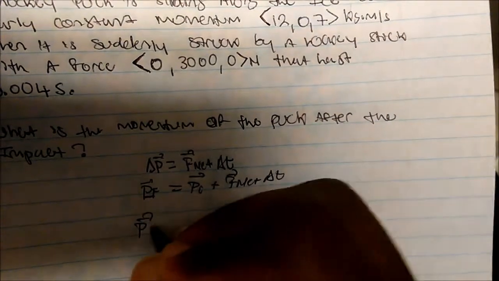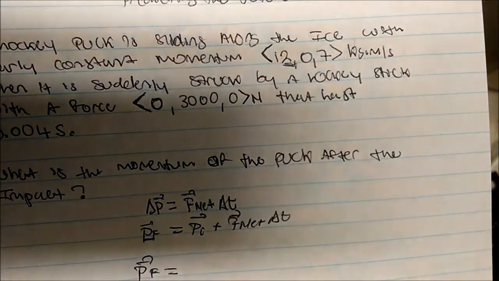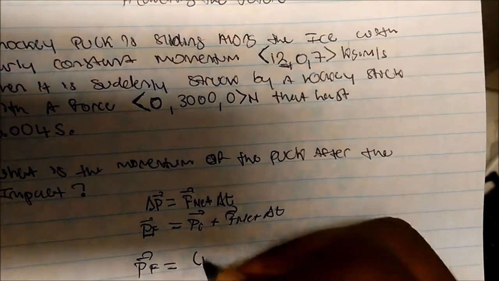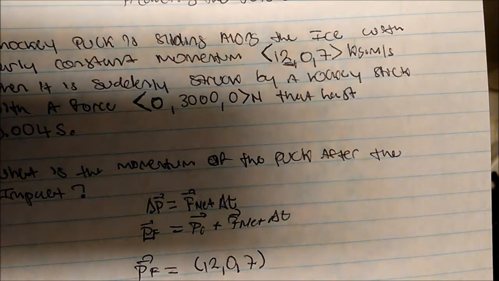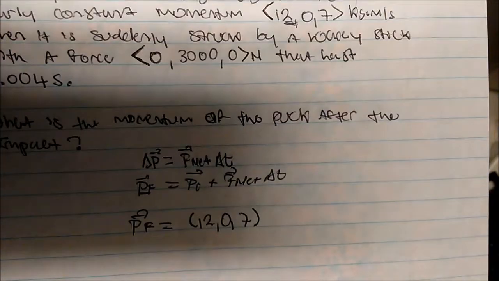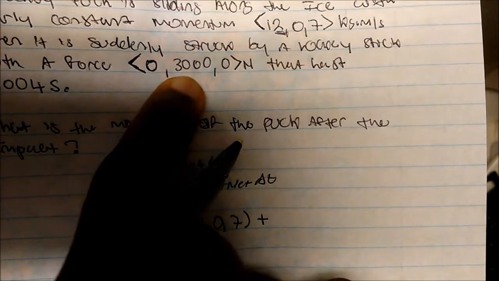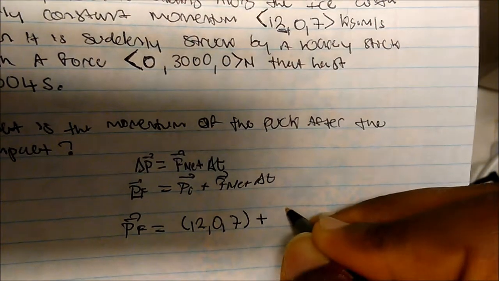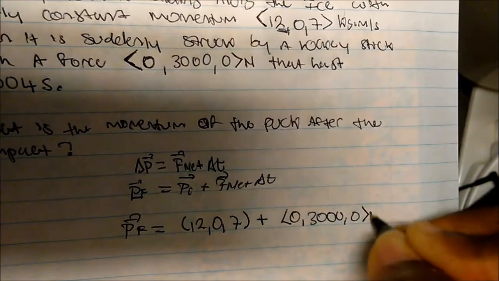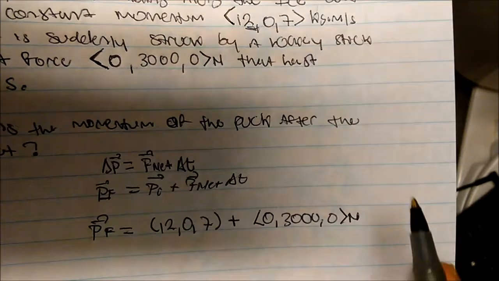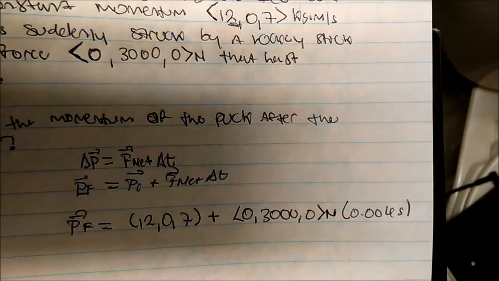So P final, what's my P initial? Here's my vector. P initial is <12, 0, 7>. We're not going to plug in any units right now, simply because it's a calculation. We know P initial, and they told us the force that it's been struck with, which is <0, 3000, 0> newtons. And we know the time that it lasts for, which is 0.004 seconds.